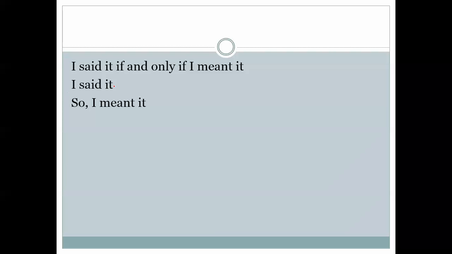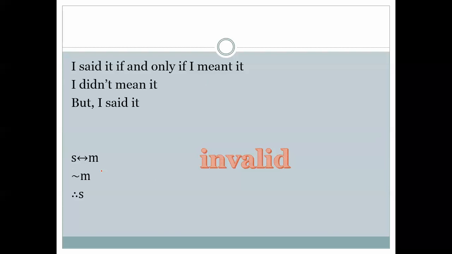I said it if and only if I meant it. I said it, so I meant it. S if and only if M. S, therefore M. That is valid. I said it if and only if I meant it. I didn't mean it, but I said it. S if and only if M, not M, therefore S. That is invalid. You can see it's kind of hard to make an invalid one that sounds like it makes sense, right? It's hard to say S if and only if M and then have two different things here. They just don't sound right.